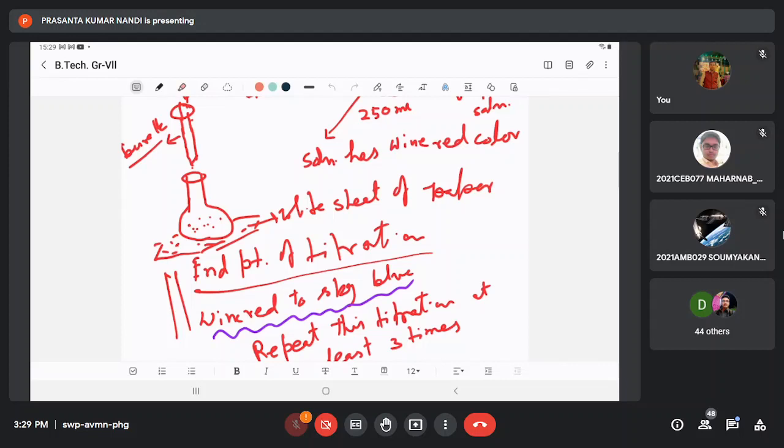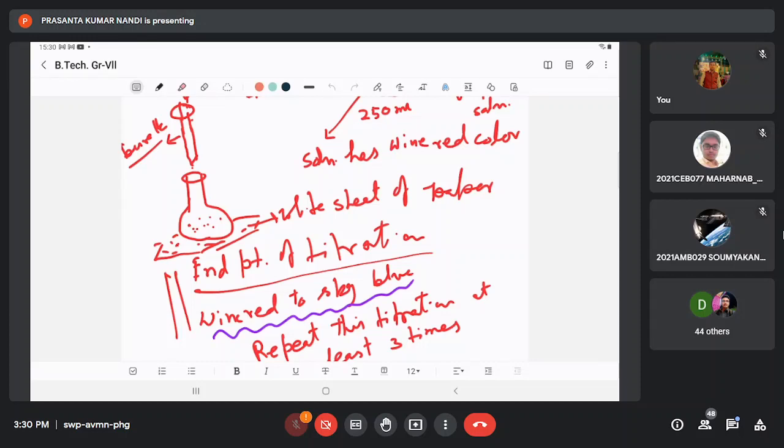And this color change you can easily follow, provided you keep a white paper at the bottom of this flask and on the top of the mouth of this flask, gradually add this EDTA solution drop by drop, right? And you can find the gradual fading of the wine red color and ultimately the whole solution will turn sky blue. So the color change from wine red to sky blue indicates that your titration is over. That means whatever amount of magnesium sulfate is present in the mixture, it will react completely with EDTA solution. So no more EDTA solution is required, right?